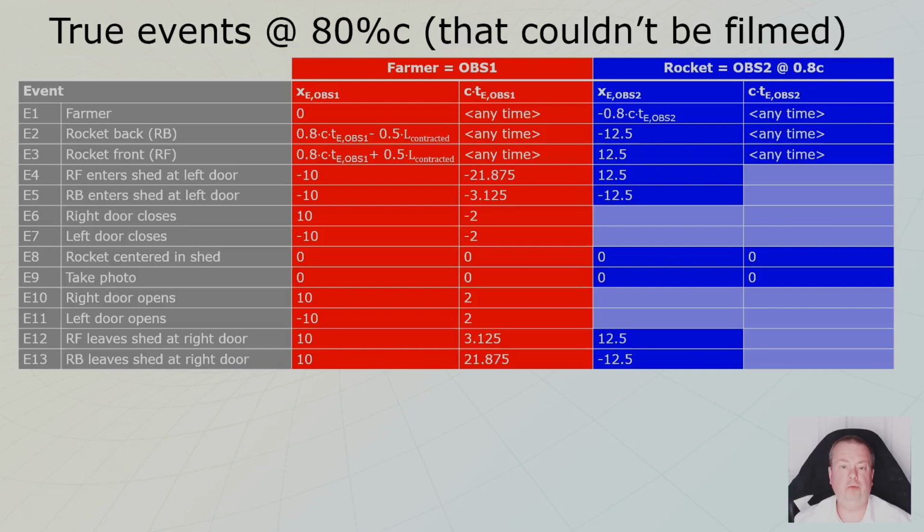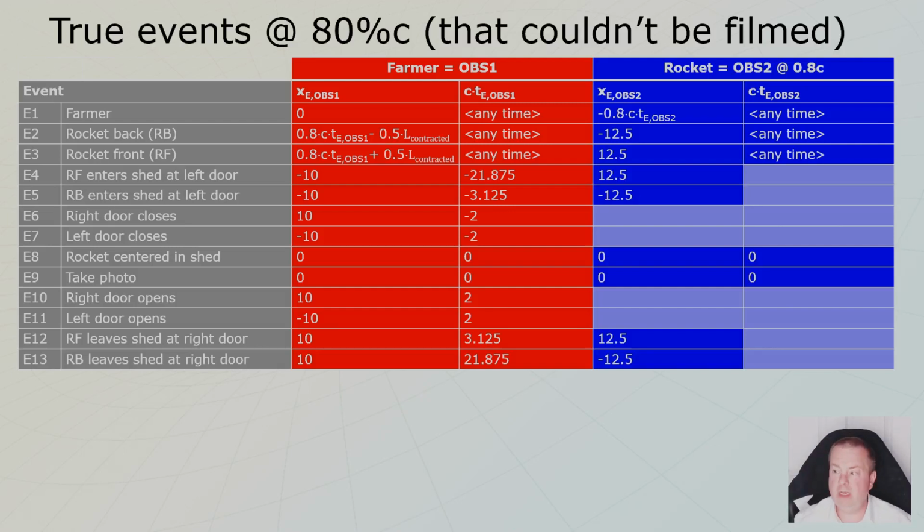Now at +2 seconds, also arbitrary, but I had to open the doors before the front of the rocket hits the second door. So I picked 2. And then the rocket leaves the shed, the front first, and then the back leaves at those seconds. So this is in the red. This is what we know, and it shouldn't be that complicated.